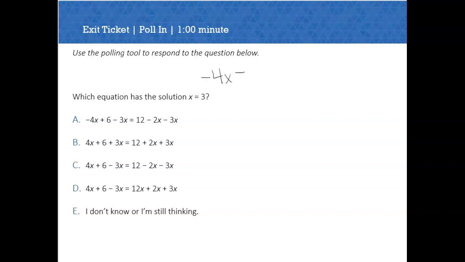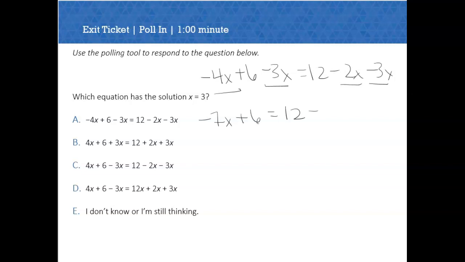Negative 4x plus 6 minus 3x equals 12 minus 2x minus 3x. First step is to look for parentheses. Cannot do that. There's no parentheses. Second step is to simplify the sides. We can simplify the sides because we have like terms. Negative 4x minus 3x. So keep the signs in front. Negative 4x, negative 3x is negative 7x. Over here, we have negative 2x and negative 3x, so that's negative 5x.